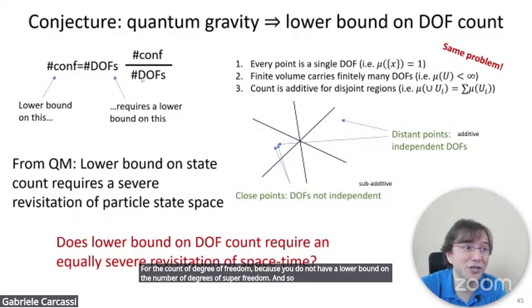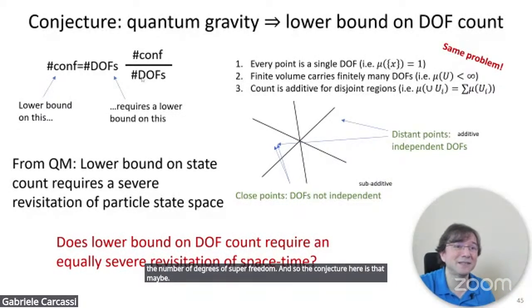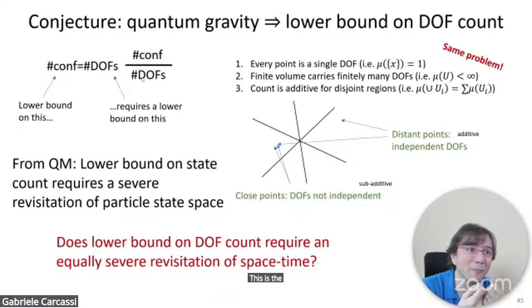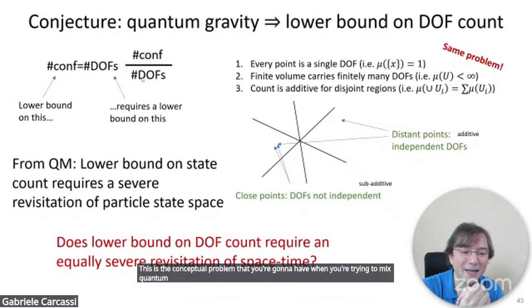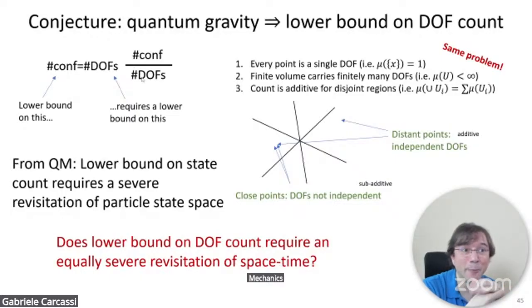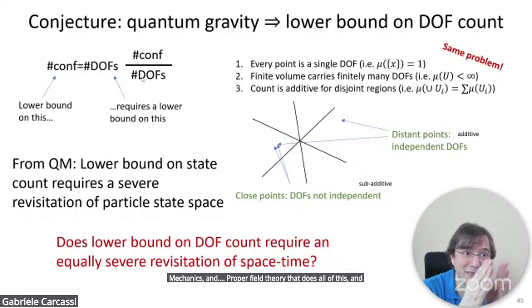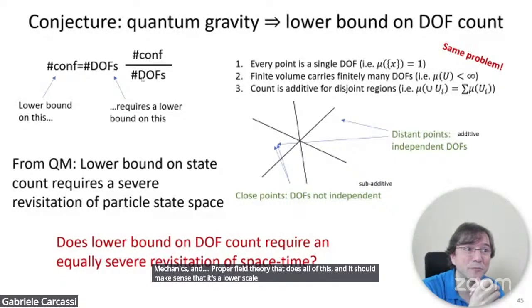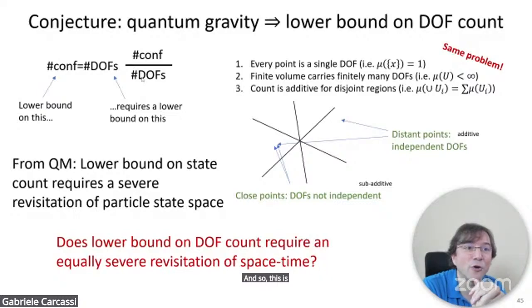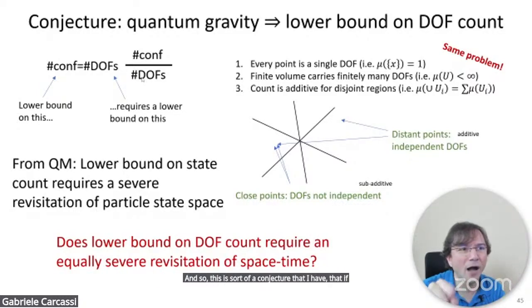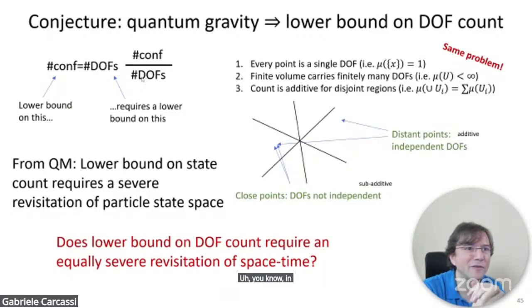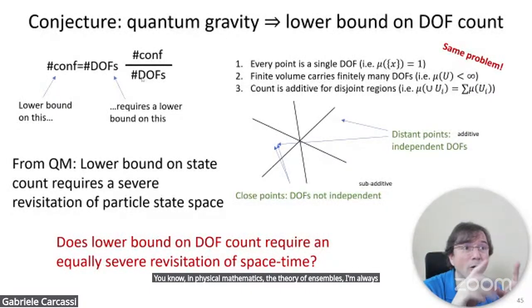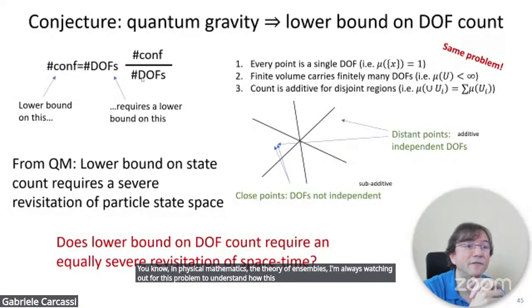And so the conjecture here is that maybe this is the conceptual problem that you're going to have when you're trying to mix quantum mechanics and a proper field theory. And it should make sense that it's at a lower scale that you're going to have this problem. This is a conjecture that I have: while we are building the whole physical mathematics, the theory of ensembles, I'm always watching out for this problem to understand how it can be solved, and if it can be solved.